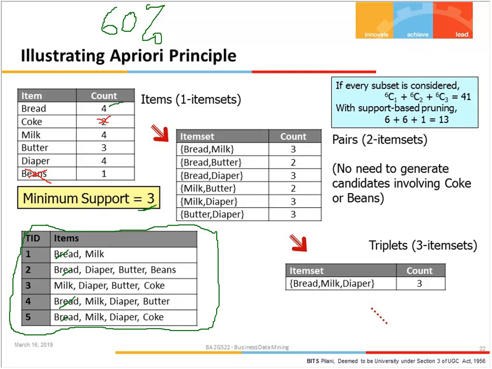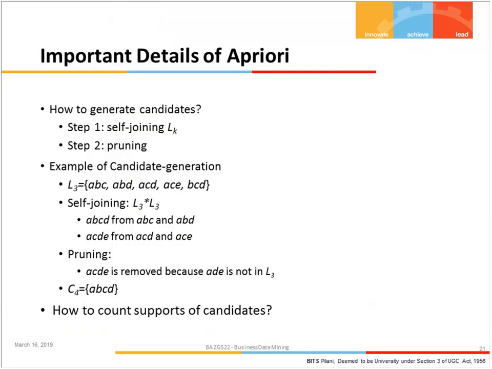Given that we can find one item sets, how do we generate two item set candidates? And similarly, given two item sets, how do we generate three item set candidates? Here we can use a two-step approach, which is self-join followed by pruning.